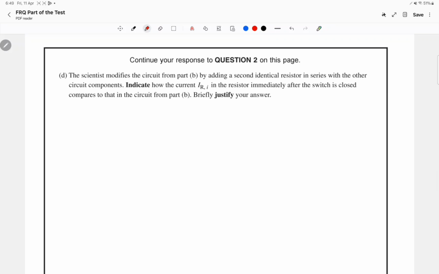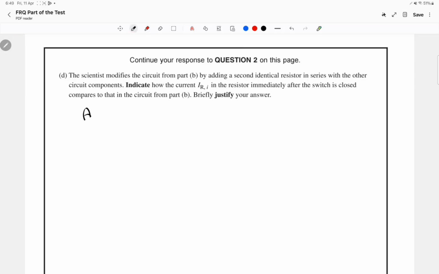D. The scientist modifies the circuit from part B by adding a second identical resistor in series with the other circuit components. How would the IR in the resistor immediately after the switch is closed compare with that? If you're adding resistors in series, what's going to happen to the R of the circuit? More. R would be more. Exactly.